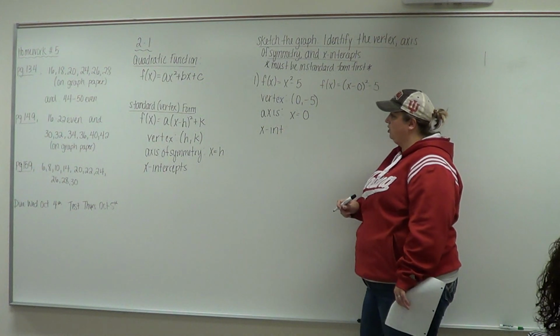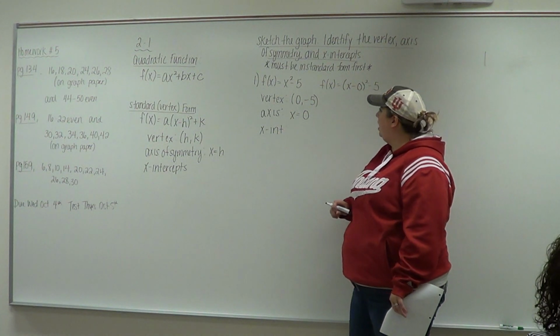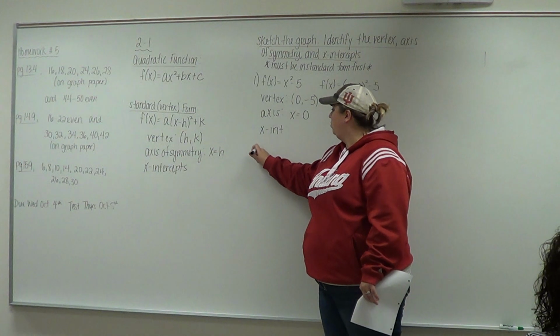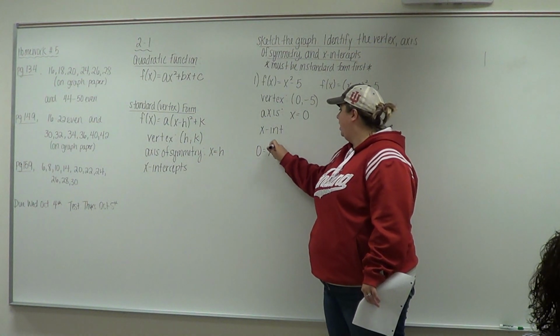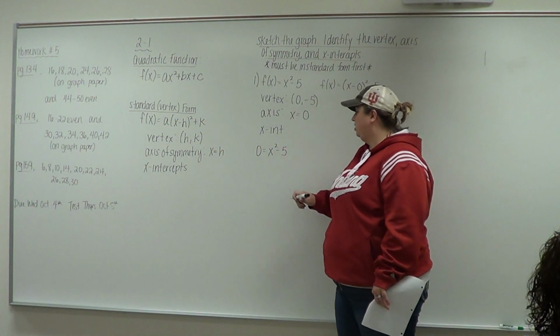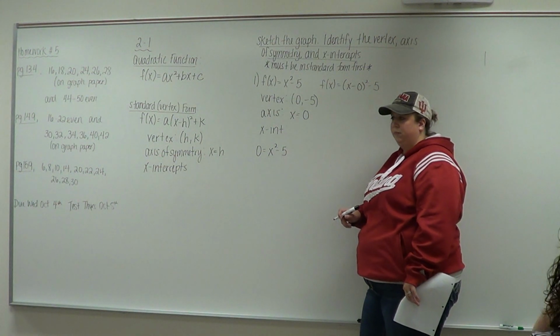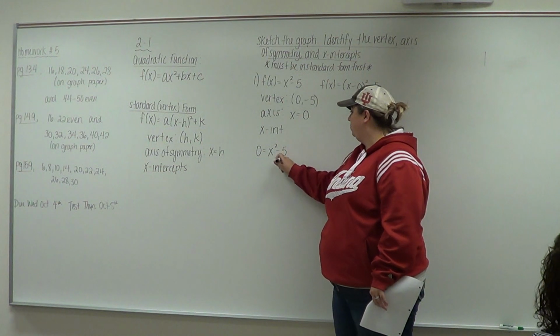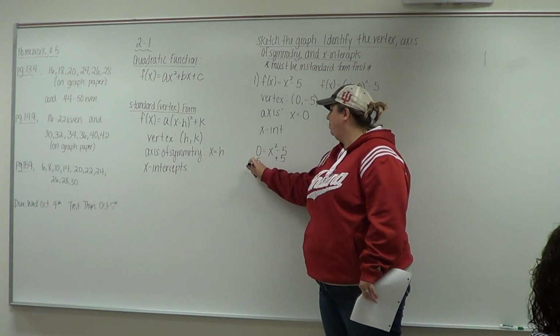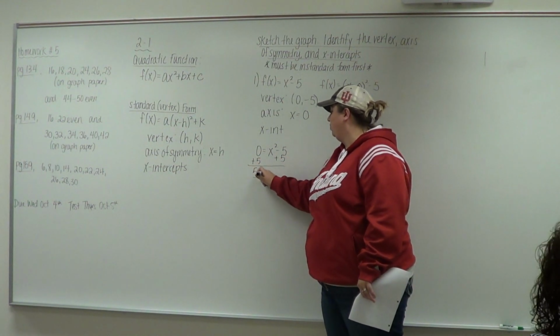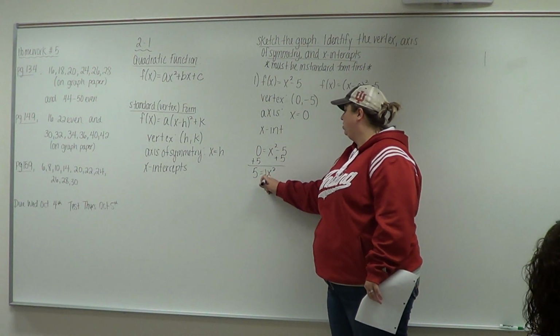Okay, then to find your x-intercepts, we're going to put 0 in for y, so I'd have 0 equals x squared minus 5. How would I solve that for x? Add 5 and what? Square root. Okay, what happens when you're solving equations and you take the square root? Plus or minus, good.